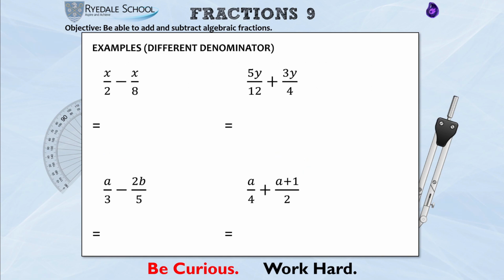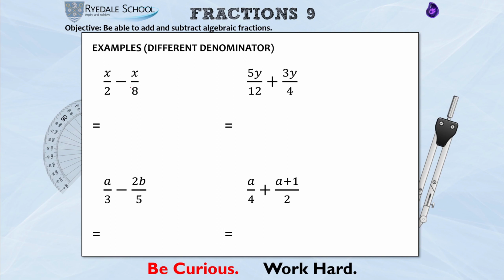So how about some questions where the denominators are different? Well, in these questions, we'll have to do the same thing as if we're adding and subtracting normal fractions. We need a common denominator. So if possible and you can get away with just multiplying one of the fractions, that's great, we'll just multiply one of them. Sometimes you might have to multiply both of the fractions.